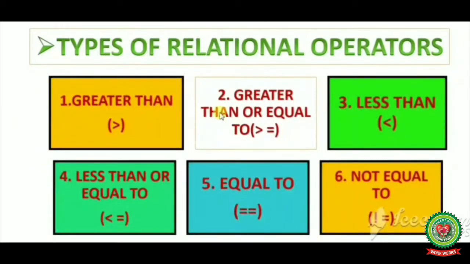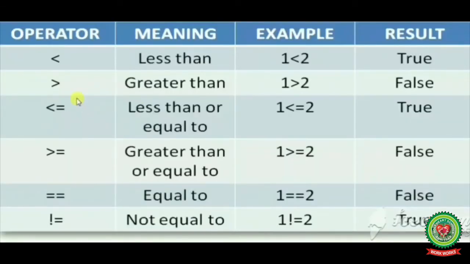Greater than or equal to means the value is greater than or equal to the other value. Third, less than. Fourth, less than or equal to, again it can be less than also or equal to also. Fifth is equal to, means both values should be equal to each other. And sixth is not equal to, means if our value is not equal to the other value, then our result is true. See the example. First operator is less than.